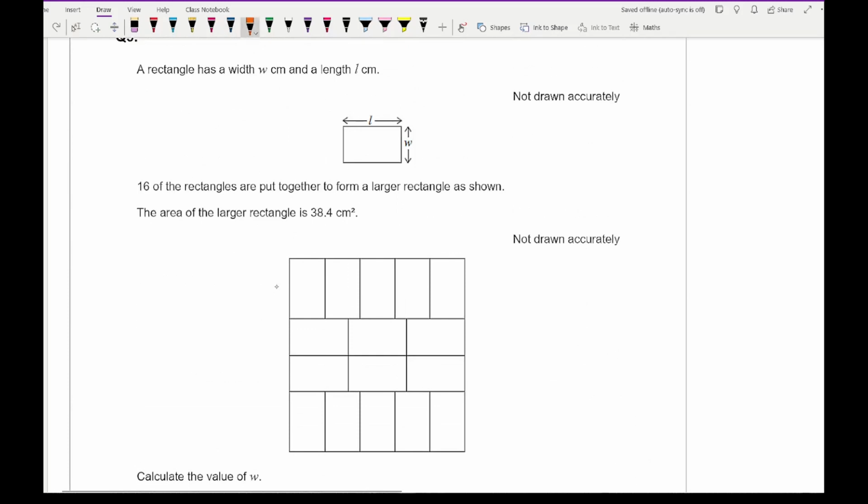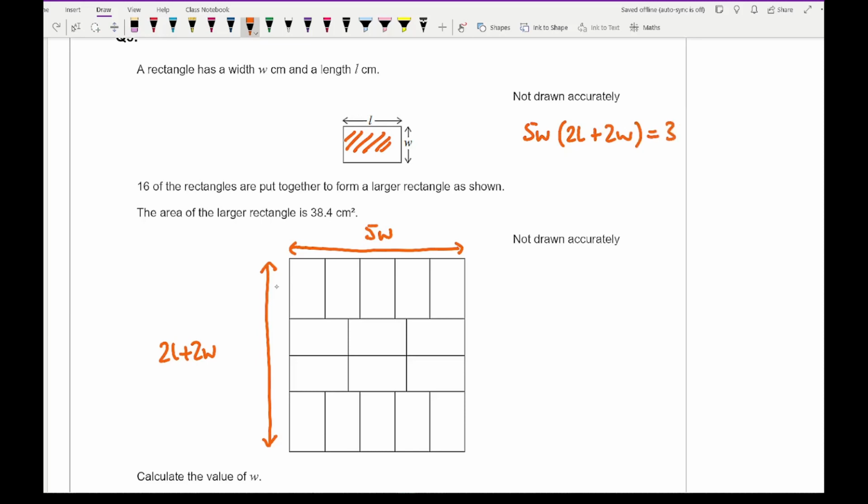So first things first, let's work out what the dimensions of this larger rectangle are going to be using this rectangle here. So this total length here is going to be the equivalent of 5w, and the height of this rectangle is going to be the equivalent of 2l plus 2w. So what I know is that 5w multiplied by 2l plus 2w is equal to 38.4. Now, unfortunately, I can't do anything with that because I need an equation where I've just got one letter.